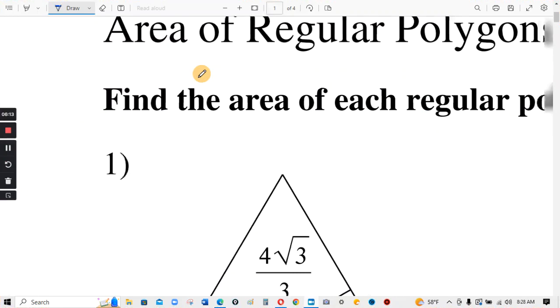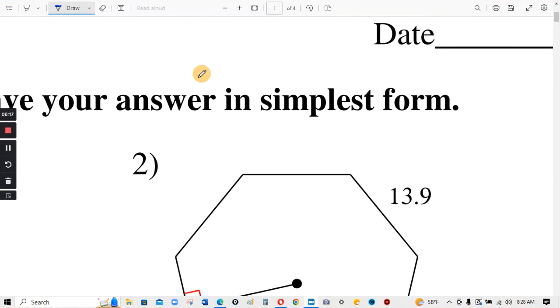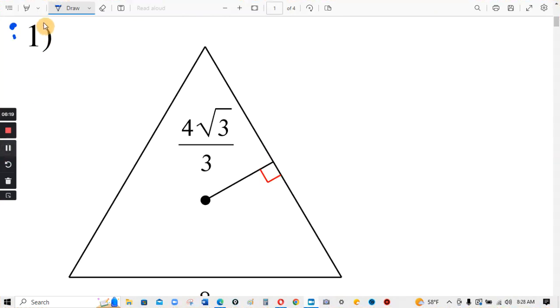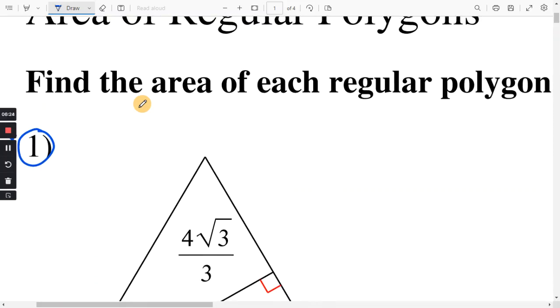All right, so find the area of each regular polygon. Leave your answer in simplest form. All right, let's look at number 1. And they say each polygon is a regular polygon. It means all sides and angles are congruent.